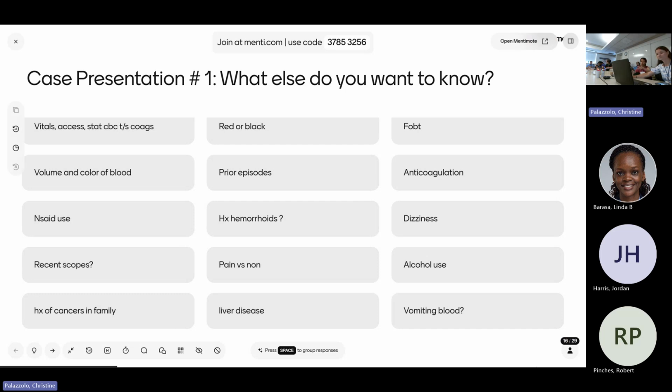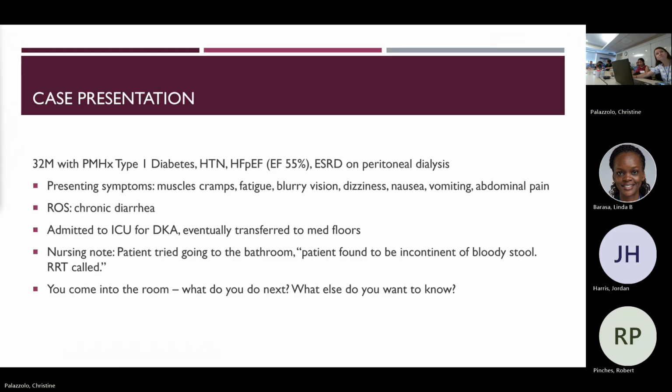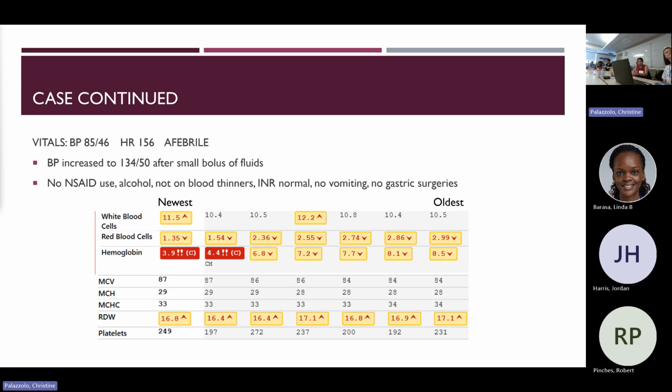Okay, so let's go back to the case presentation. All right, so blood pressure is 85/46, heart rate 156, afebrile. Stable, unstable? Unstable, yeah. He's hypotensive, he's tachycardic. These are classic signs of hemorrhaging somewhere, something crazy is happening. He did respond a little bit to some fluids. No NSAID use, alcohol, not on blood thinners, INR is normal.